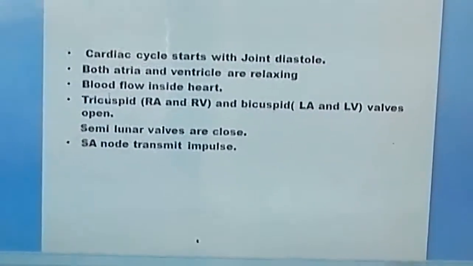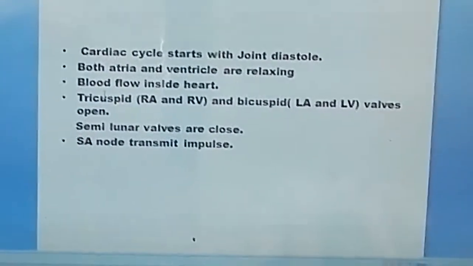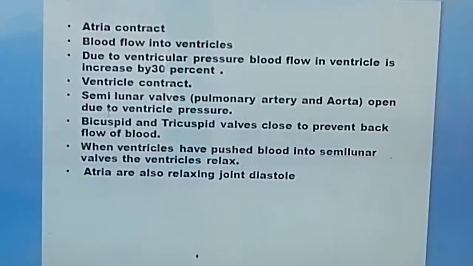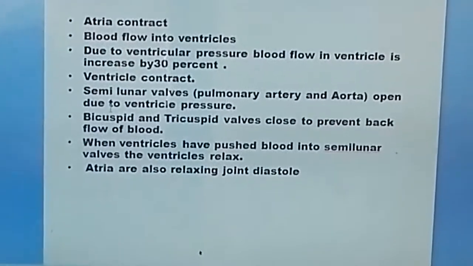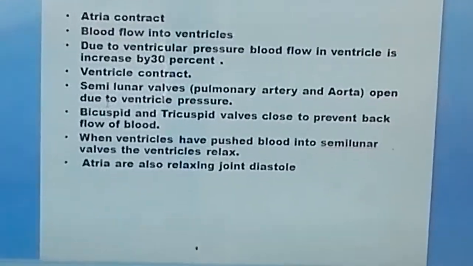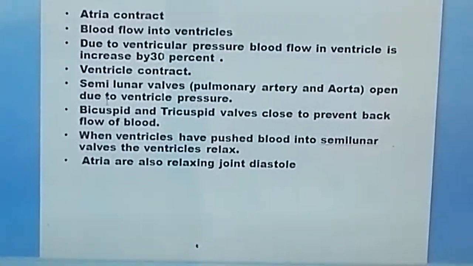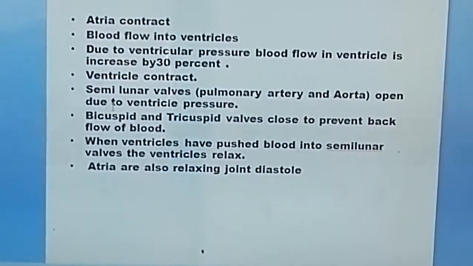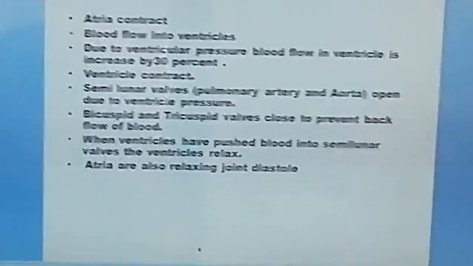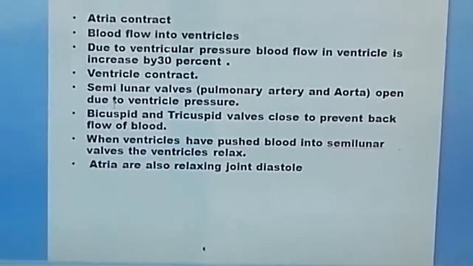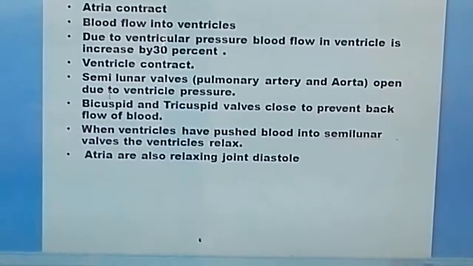At the same time, the SA node is transmitting an impulse, due to which the impulse spreads up to the ventricles. When the SA node transmits the impulse, the atria contract. Why do the atria contract? Because they have to pour the blood into the ventricles. Due to the contraction of the atria, the blood is now coming into the ventricles.